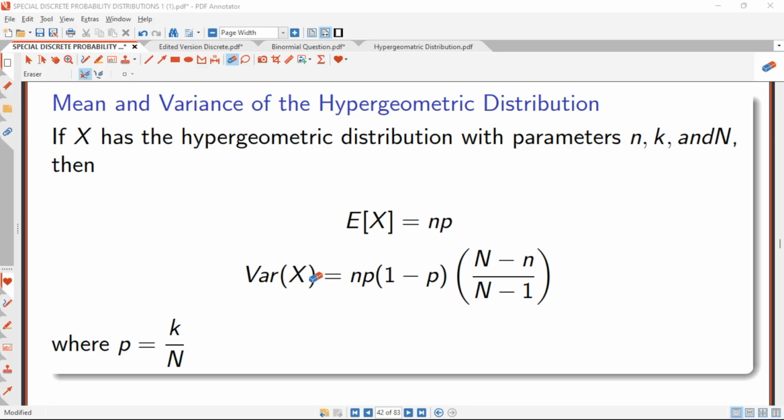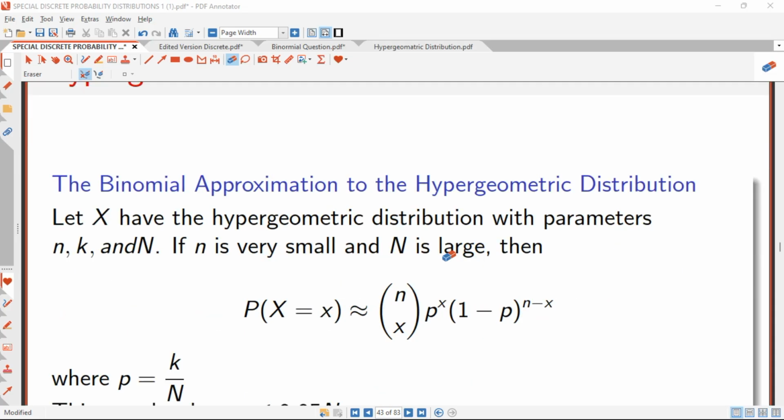Sometimes, as usual, they can also ask us to calculate the mean and variance of the hypergeometric distribution. We are saying that if x has the hypergeometric distribution with parameters n, k, and the bigger N, then our expectation of x is equal to n times p, and our variance is equal to n times p times 1 minus p times N minus n, all divided by N minus 1, where p is equal to k divided by N.